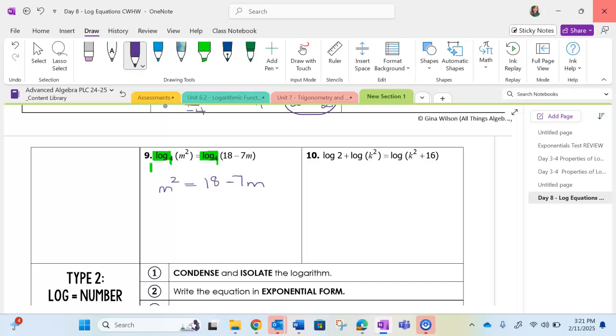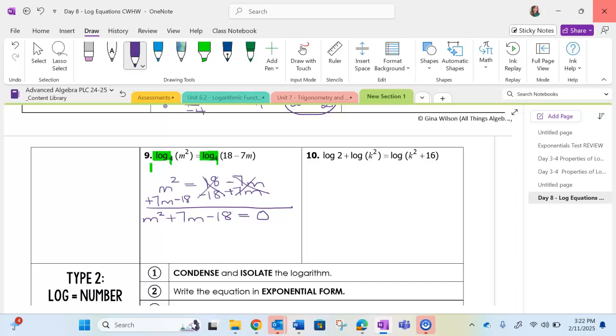Okay? Now, anytime I have a squared, that means I want to make it equal to 0. I do not want to make the m squared negative, so I'm going to move all of the stuff on the right side over here. So I'm going to add 7m, and I'm going to subtract 18. I'm going to do it all in one fell swoop. So we have m squared plus 7m minus 18 equals 0. Those cancel, those cancel.